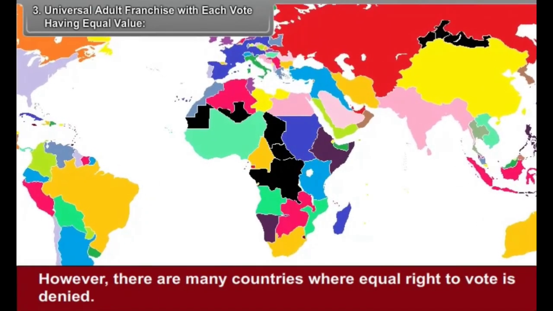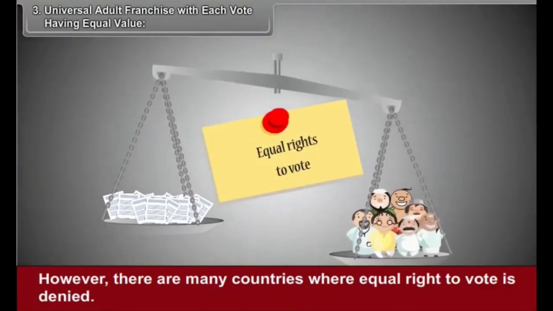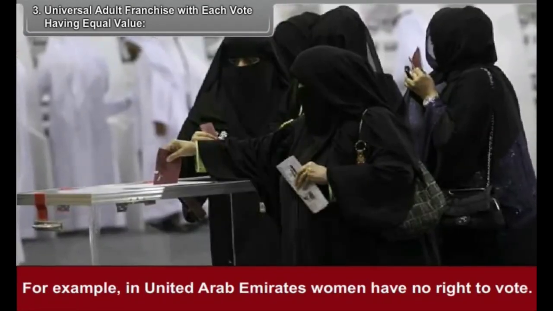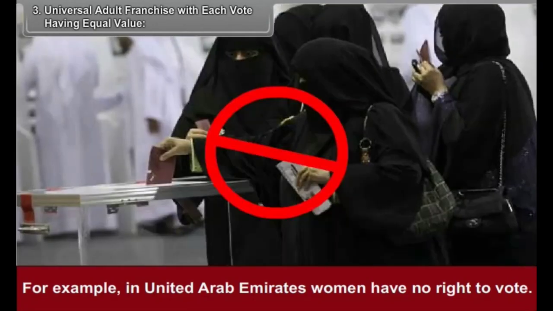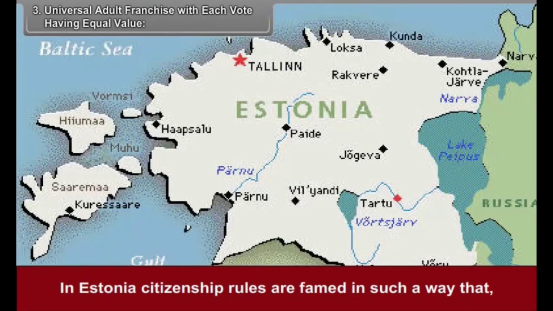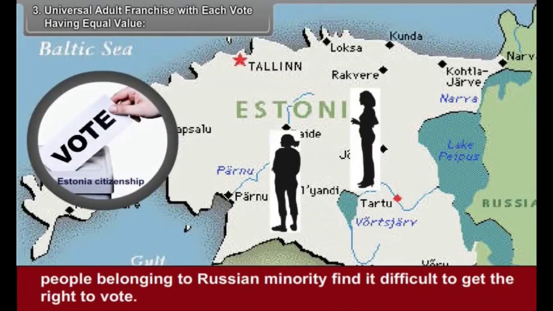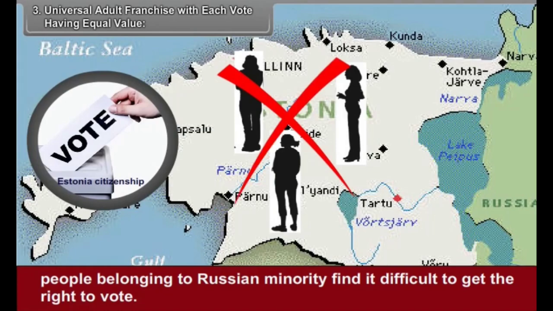However, there are many countries where equal right to vote is denied. Such countries cannot be described as democratic countries. For example, in the United Arab Emirates, women have no right to vote. In Estonia, citizenship rules are framed in such a way that people belonging to the Russian minority find it difficult to get the right to vote.